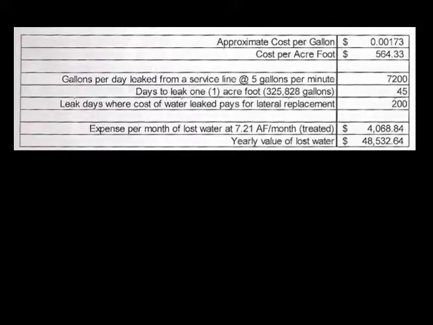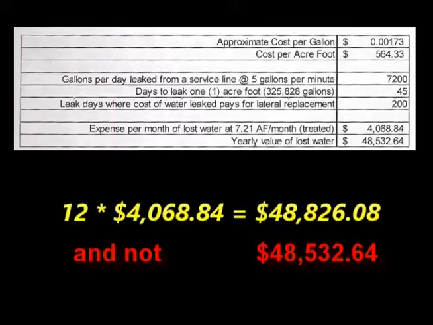I'm asking about the little chart on the top of page 4, where you took 7.21 acre feet and multiplied it by 564.33, and came up with 4,068.48. But when you multiply that by 12 months of the year to get the yearly value, I came up with a different number. I came up with 48,825. So I was just wondering, is there another variable in there that's not taken into consideration? Because that math doesn't work out right.